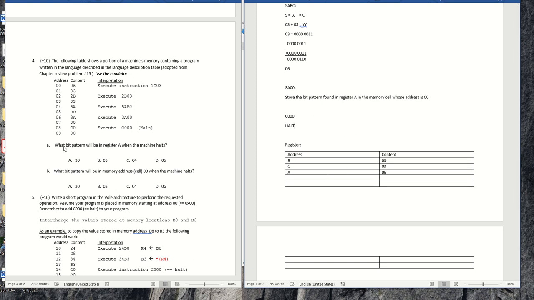So let's answer the questions. What bit pattern will be in register A when the machine halts? Well, that's of course 06. All I have to do is look at register A, 06. What bit pattern will be in the memory cell 00 when the machine halts? Well, that's also 06 because I can look up here at 06.